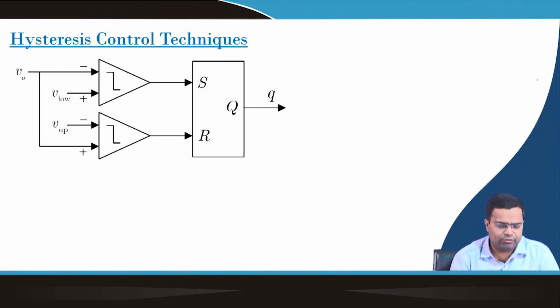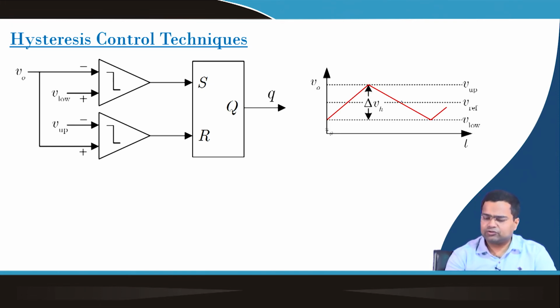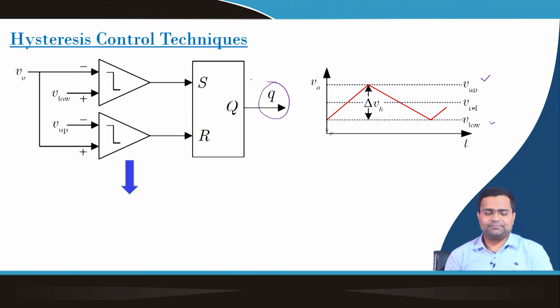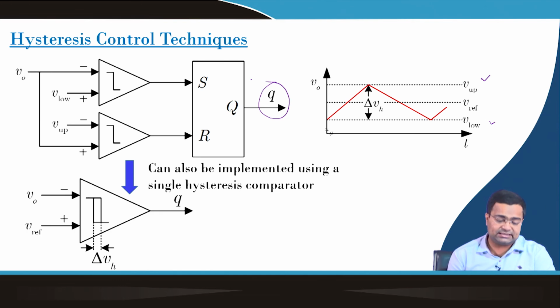So, if you take a voltage hysteresis control, the output voltage is compared between its upper limit and the lower limit, and accordingly the output gate signal can be generated. Perhaps this can be implemented using a hysteresis comparator. A single comparator is like a Schmitt trigger, and we can generate the gate signal for the converter. So, we can do voltage hysteresis control.